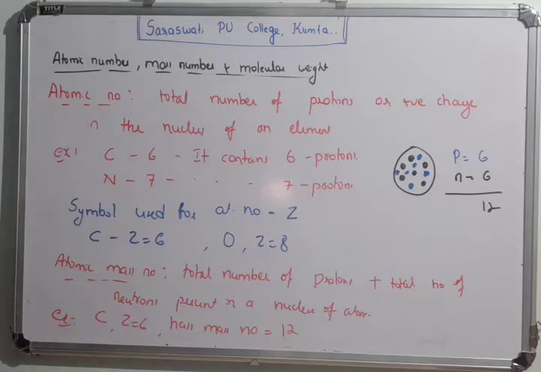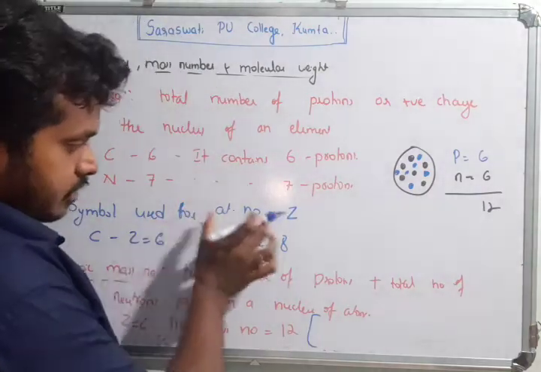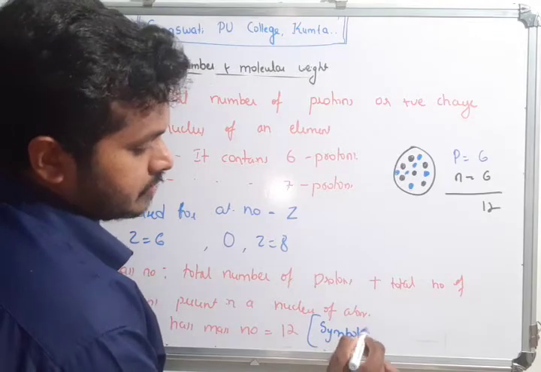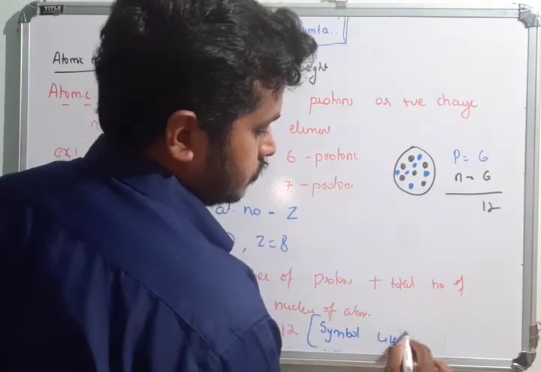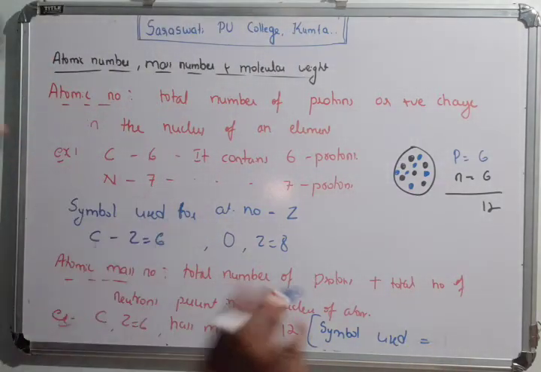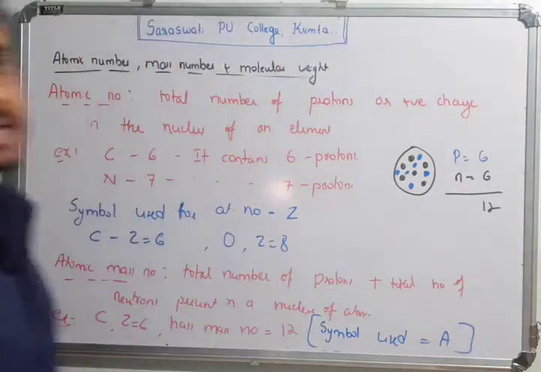Let us move to the next. Here I'll write one more thing. The symbol used, because we are mainly discussing the symbols used: the symbol used for the mass number will be A. Got it? It is A.